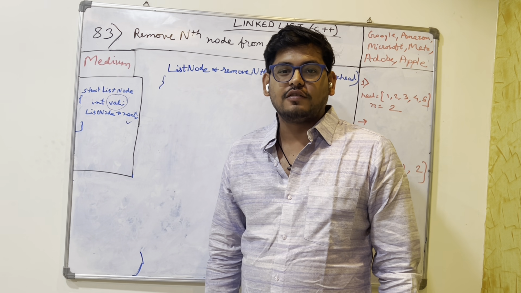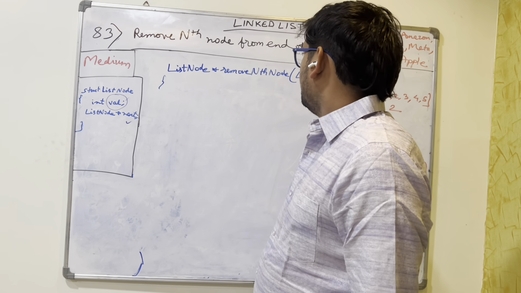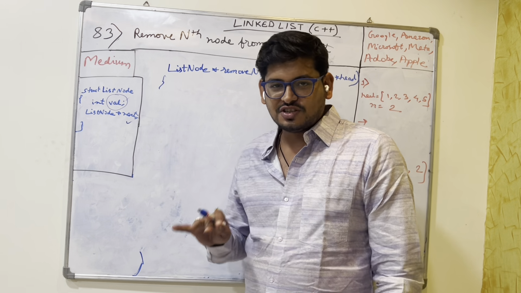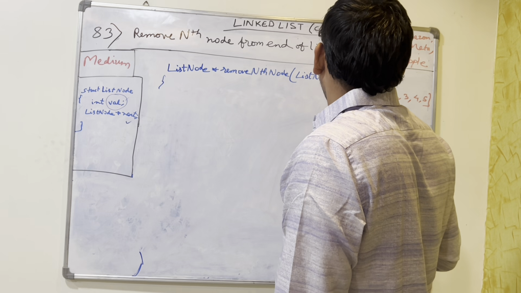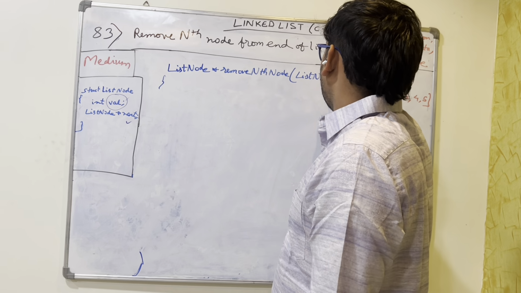Today we are going to solve the 83rd question of the problem solving series and the 8th question of the topic linked list. The difficulty level for this question is medium and this question has been asked in Google, Amazon, Microsoft, Meta, Adobe and Apple. Remove nth node from end of list.